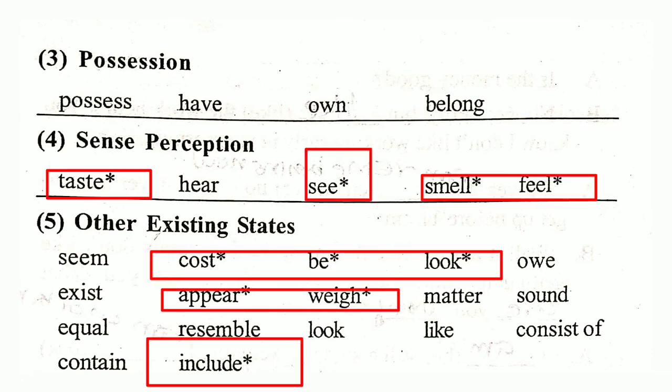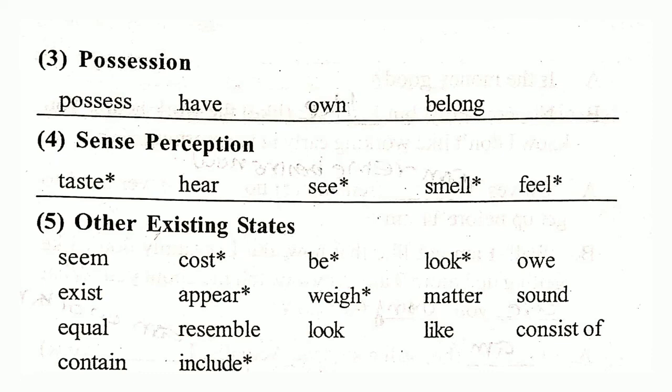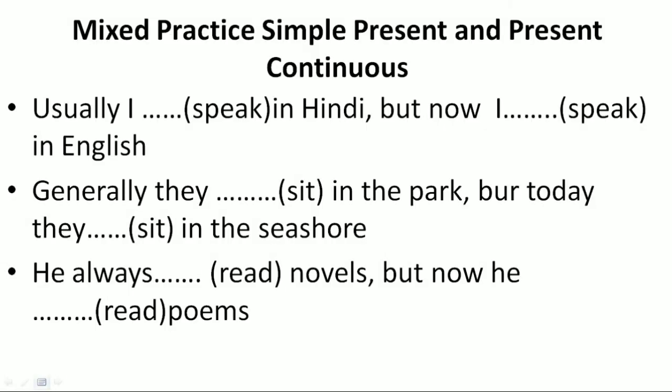Students, how to remember these? Some verbs cannot be expressed in present continuous tense. Then we can do some mixed practice of simple present tense and present continuous tense. Please pause the video, read these sentences and change them into simple present tense or progressive tense wherever necessary. After changing these into correct tenses, see the next slide for the correct answers, how they are changed into simple present tense and present continuous tense.